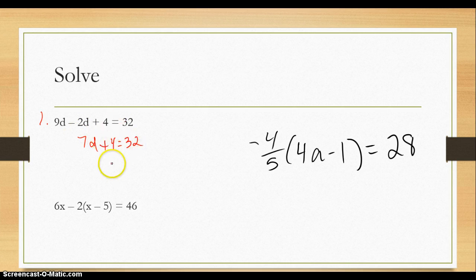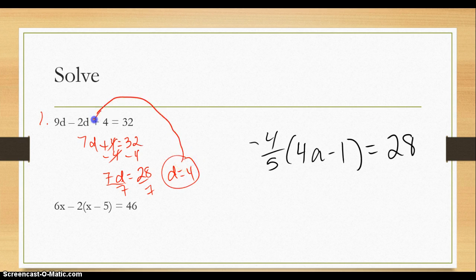Now we have everything simplified, so we can start taking the inverse operation. 7d equals 28, divide by 7, and d equals 4. Plug d back in. Well, you can go back to this equation if you want. 4 times 7 is 28. 28 plus 4 is 32, so that checks out.